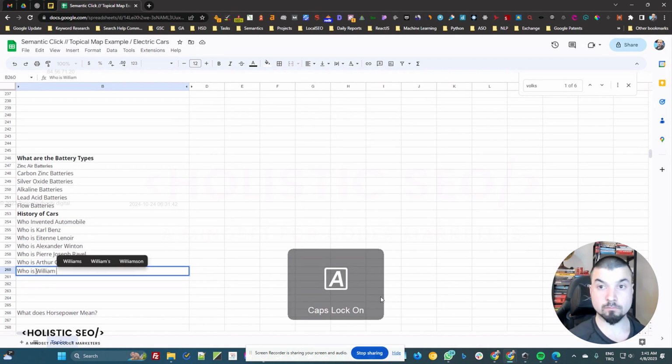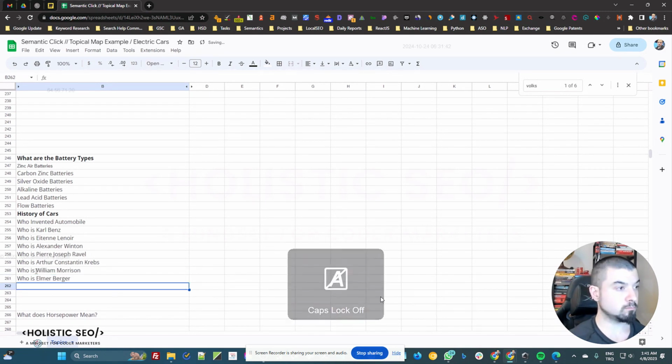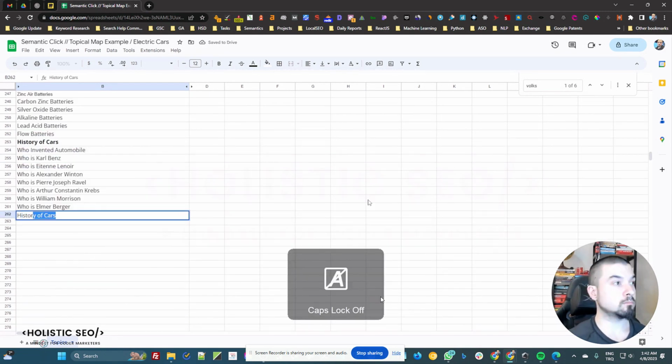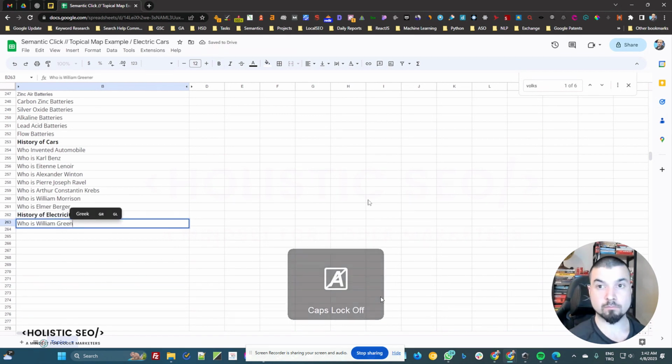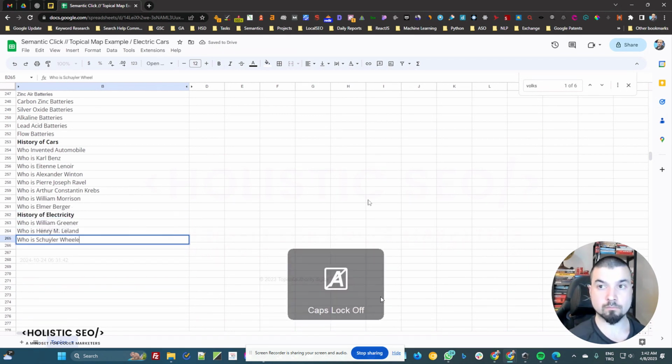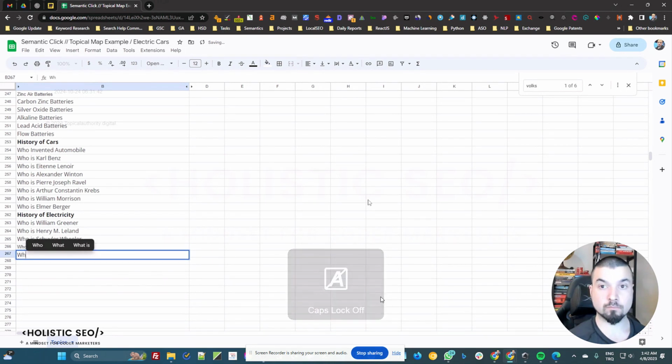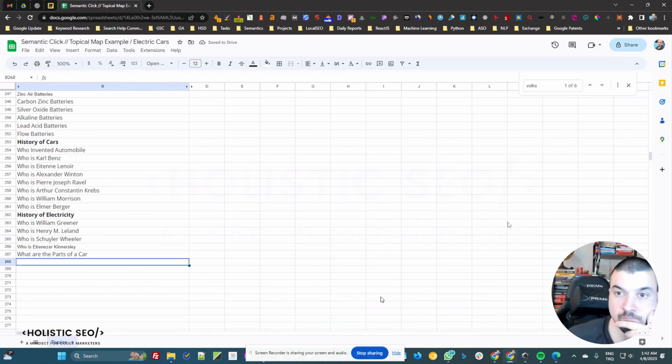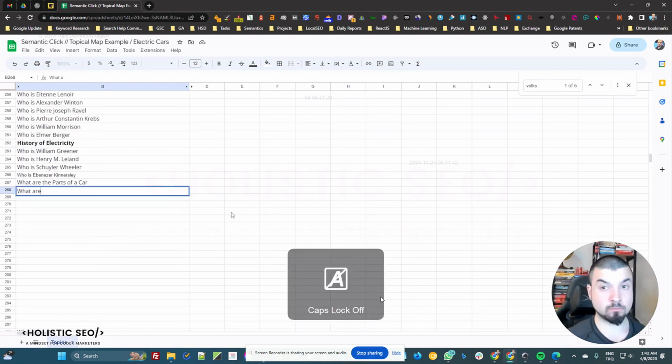Now we go for the history of cars. You should understand that in the outer section, we focused on our main hypernym, which is the cars directly. It also means that we will need to focus on the electric on a different level in our outer section of the topical map as well.